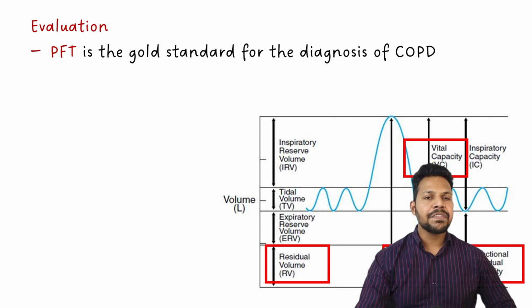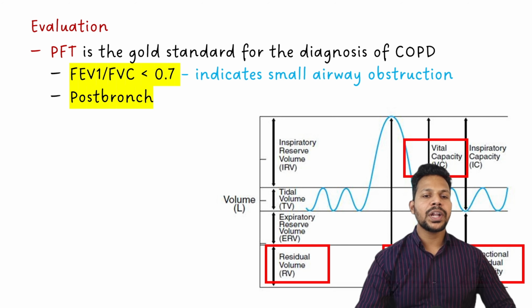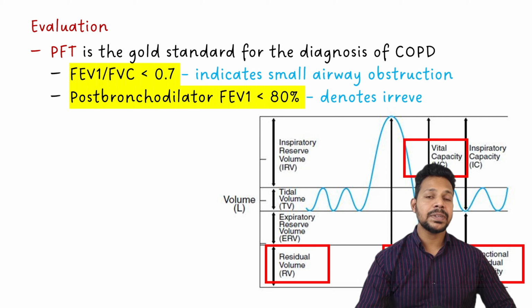And when you look at the FEV1 by FVC ratio, it is less than 0.7. That indicates a small airway obstruction. But is it reversible? For determining the reversibility, what you have to do, you can give a bronchodilator and look at the response for the bronchodilator. So the post bronchodilator FEV1, if it is less than 80%, then it indicates irreversibility. Okay, the reversibility is not there.